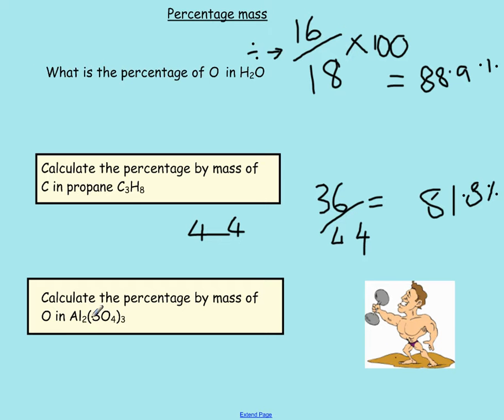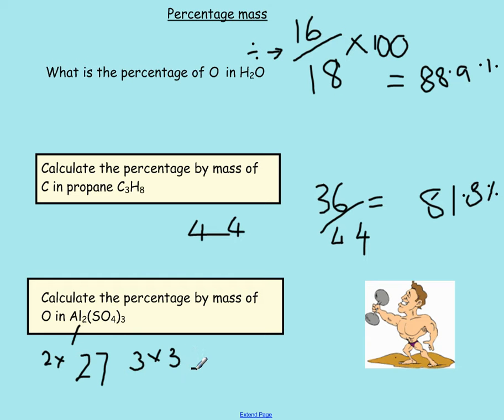Now I've only put this in because it's one of these long-winded ones. Calculate the percentage by mass of O in Al2(SO4)3. This is aluminium sulfate. Right, so here you've got 2 aluminiums. That's 2 times, what's aluminium? Oh, 27. Thank you. We've got 3 sulfurs. Don't forget that's 3 times everything in the bracket. So 3 sulfurs. So 3 times sulfur, which is 32.